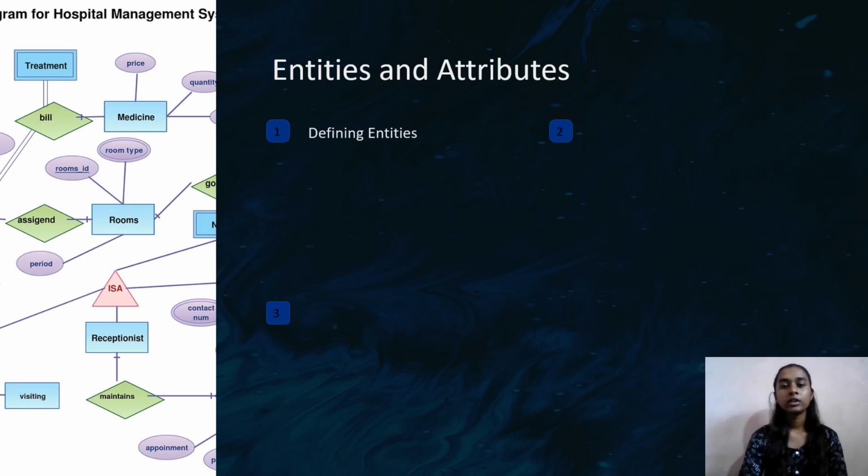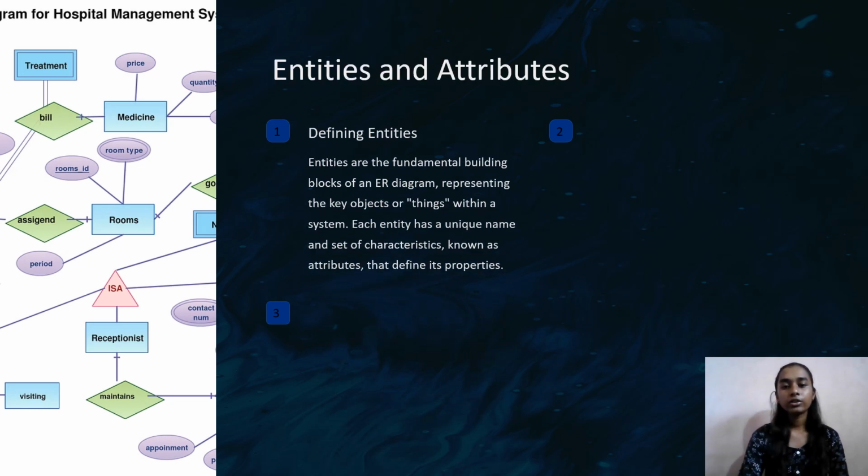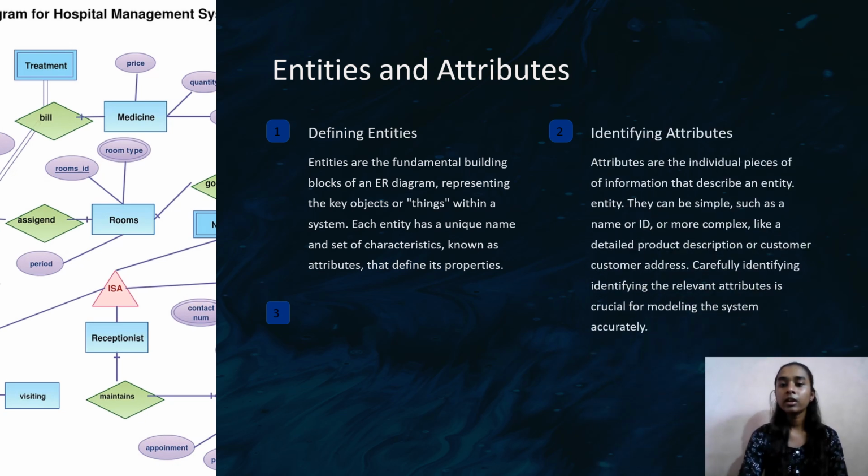Entities and attributes. Defining entities. Entities are the fundamental building blocks of an ER diagram representing the key objects or things within a system. Each entity has a unique name and a set of characteristics known as attributes that define its properties. Next is identifying attributes. Attributes are the individual pieces of information that describe an entity. They can be simple, such as a name or ID, or more complex, like a detailed product description or customer address. Carefully identifying the relevant attributes is crucial for modeling the system accurately.